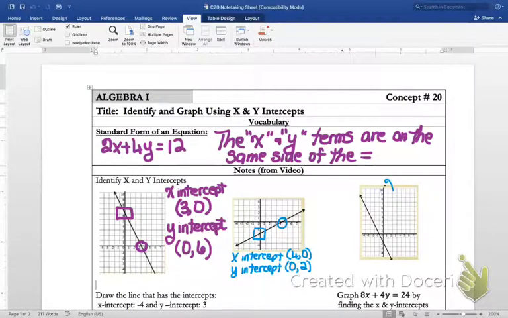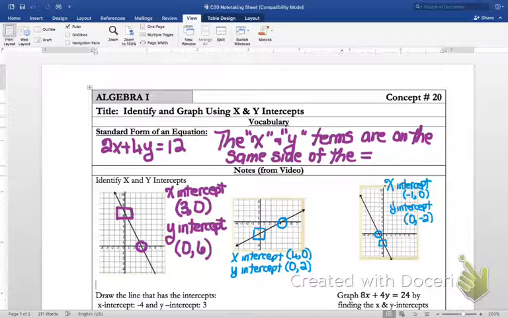Okay, and the last one, take a look at that. See if you can figure out what the x and y intercepts are. And then I'm going to write where I think they are. I think the x-intercept is at -1, 0, and the y-intercept is at 0, -2.